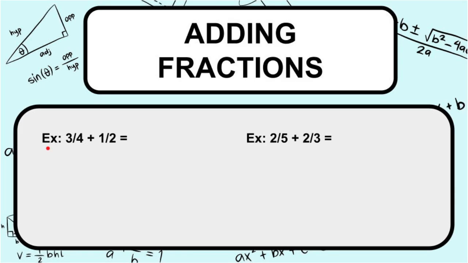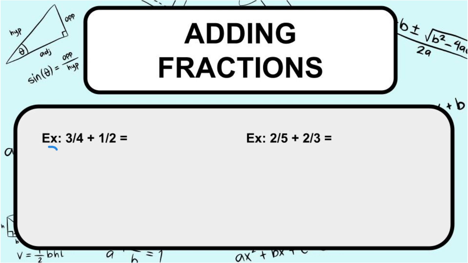Okay, so our first example, we have 3/4 plus 1/2. Step 1 was to check the denominators to see if they are the same. In 3/4, we have 4 as the denominator, and in 1/2, we have 2 as the denominator. So our denominators are different. Then step 1A, if they are different, we need to multiply them together.